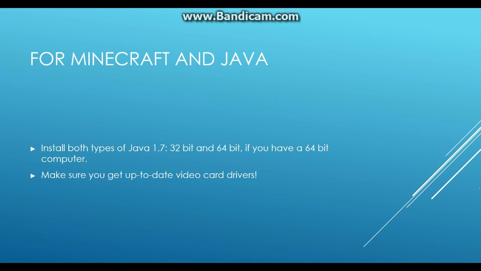For Minecraft and Java, of course, because I play Minecraft a lot, I would know this. Install both types of Java 1.7. You want 32-bit and 64-bit, if you have a 64-bit computer, of course. You definitely want both of them, because some Java programs will only run in 32, and some Java programs will want to run in 64, like Minecraft, of course. If you don't have 64, it'll give you that error saying far render distance isn't supported or whatever.